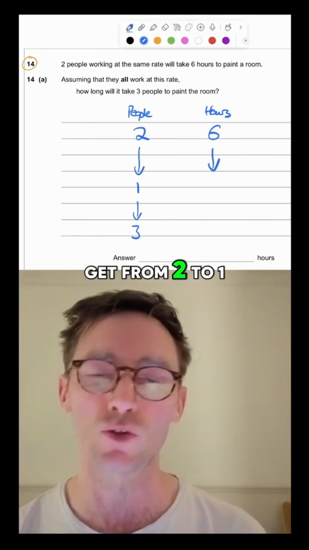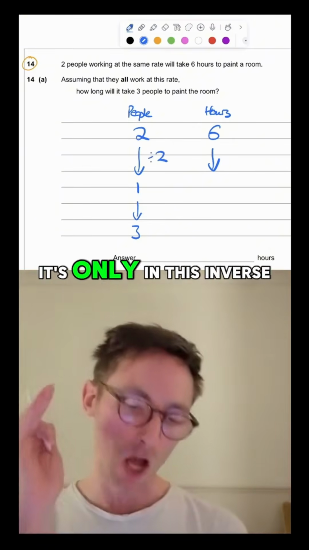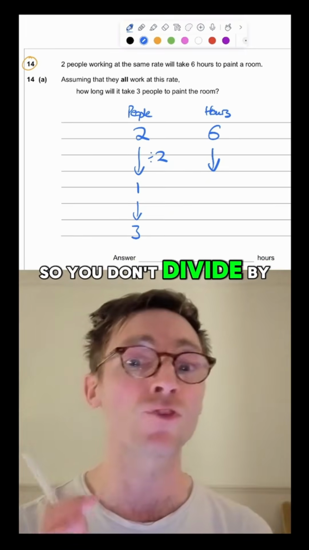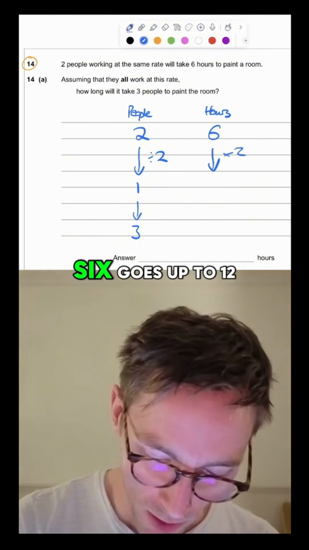So how do I get from 2 to 1? Timesing or dividing? Very nice. You divide by 2. And just remember what I said, it's only in this inverse proportion question, but you do the opposite on the other side. So you don't divide by 2, you times by 2. Okay, you times by 2. So 6 goes up to 12.